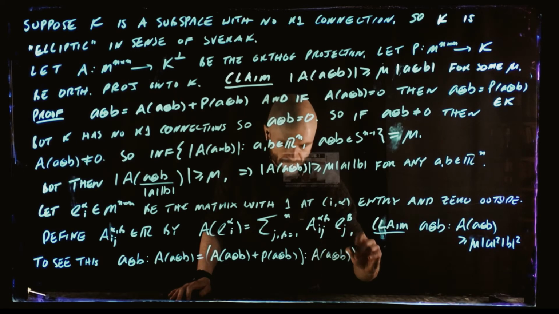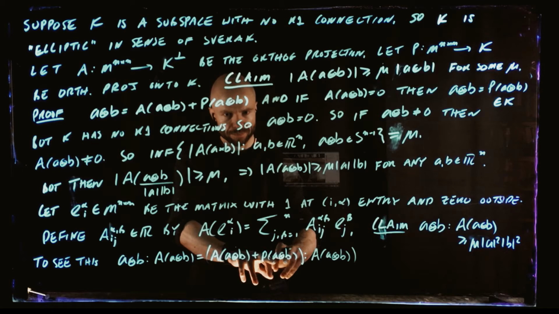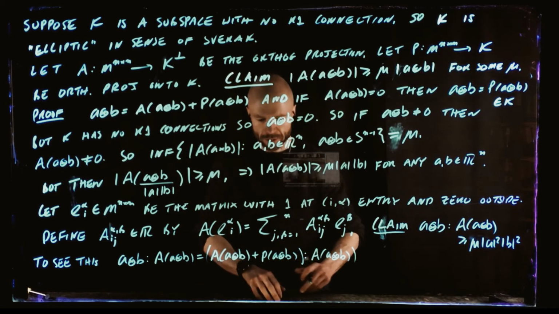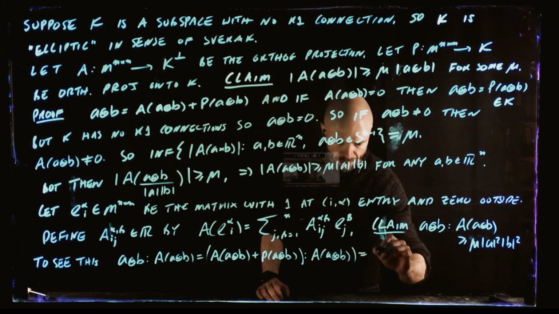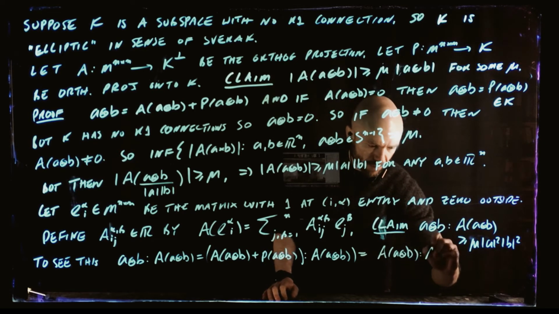But again, this is a rank 1 matrix, so when you project it onto something which has no rank 1 matrices, then the projection is 0. Okay, so this part just vanishes. So then this thing is just the same as A, like this.